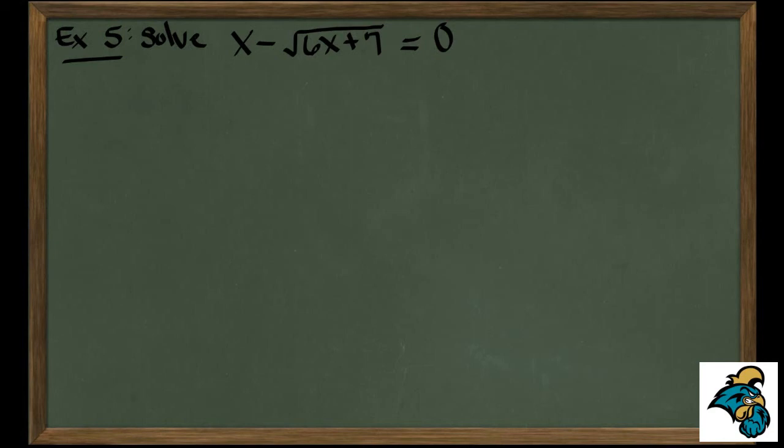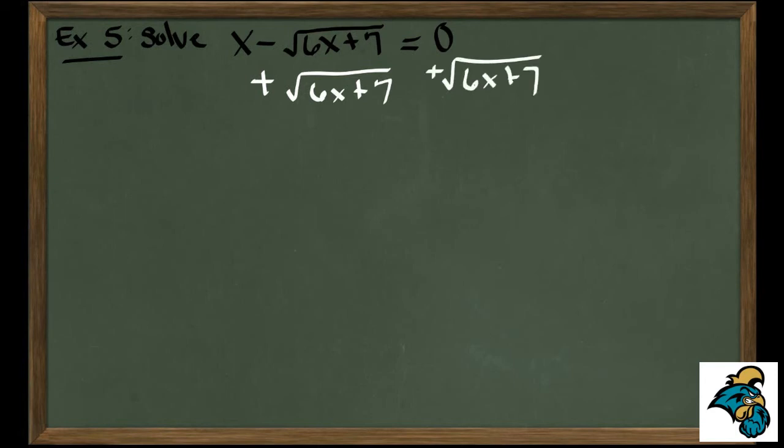But since there's this minus in front of the radical, it's actually easiest to go ahead and add the square root of 6x plus 7 to both sides. I'm going to add the square root of 6x plus 7 to both sides. So I now have x is equal to 0 plus the square root of 6x plus 7, which is just the square root of 6x plus 7. So again, step 1 is to isolate the radical.